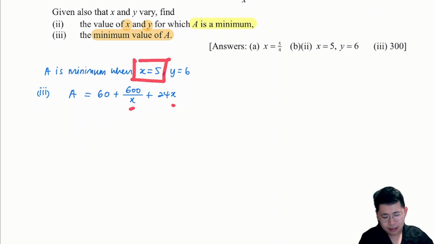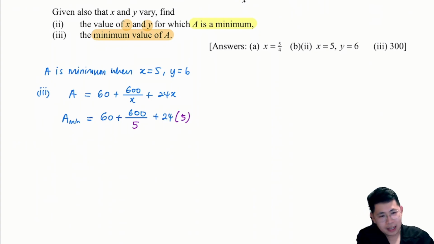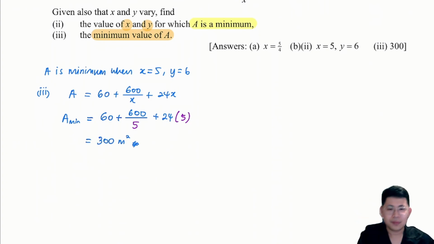Let's put in over here. So a minimum would be equals to 60 plus 600 over, now sub in 5, plus 24, sub in 5. Okay? So this is going to give us 300 meter square. So this one over here would be part 3.